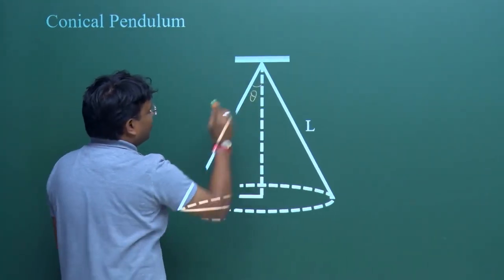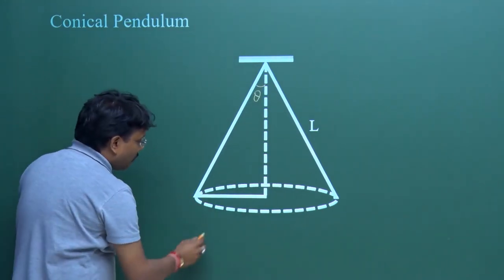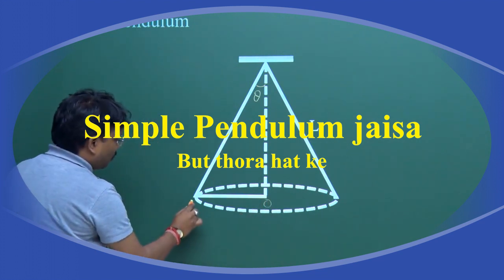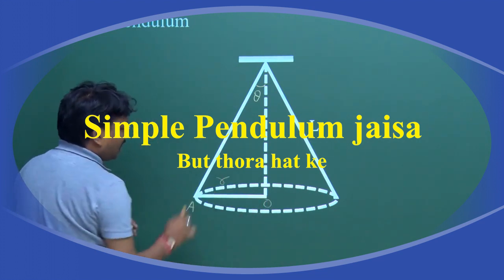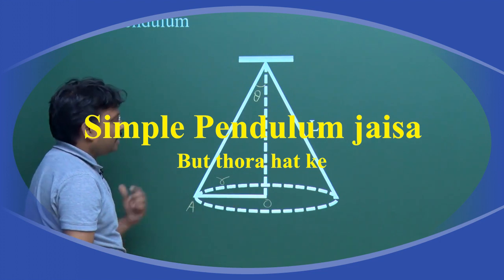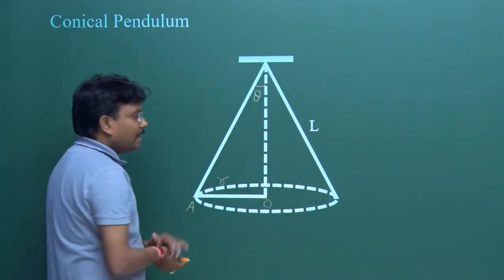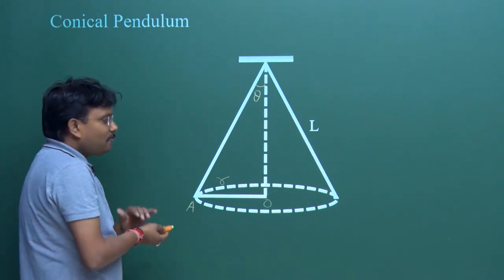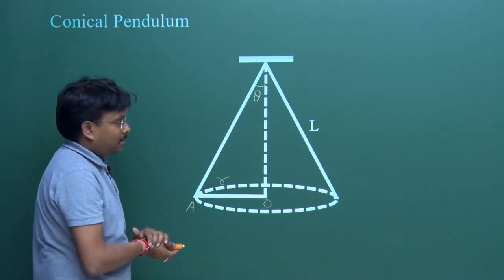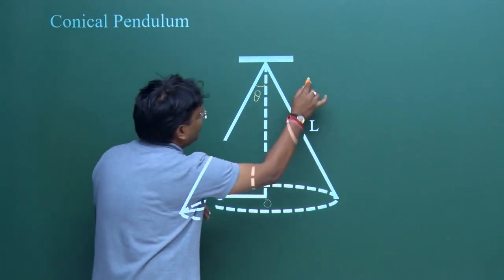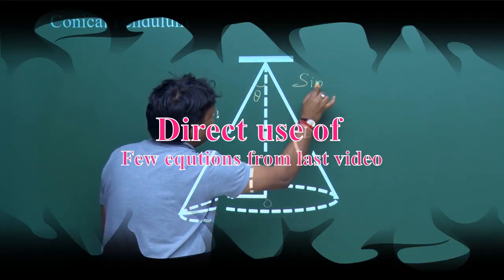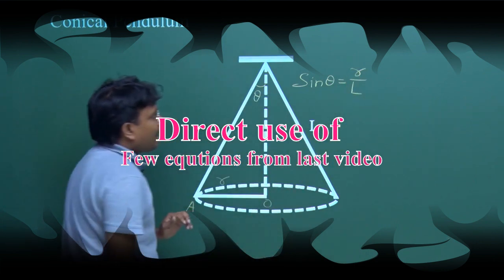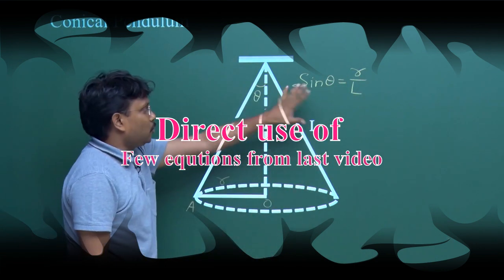This is angle theta. Now this is, let us say, point O and this is point A. So AO is R, the radius. L is the length of the string which I used. Now how many forces are acting here? Before that, let me write down a simple relation: sin theta is equal to R by L. As and when required, we will use this.